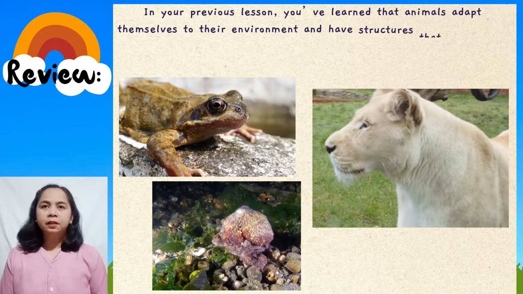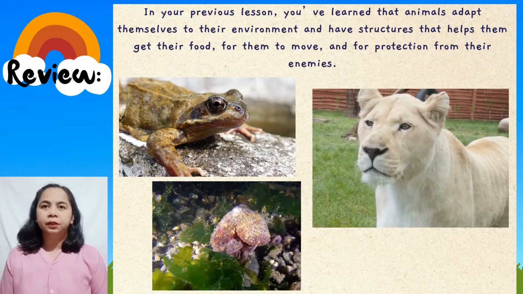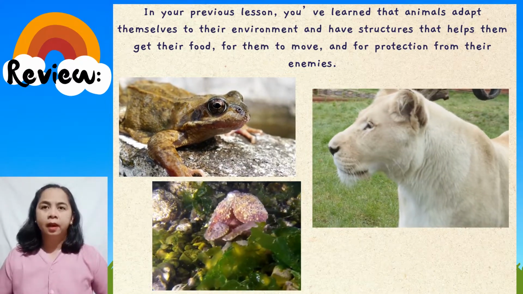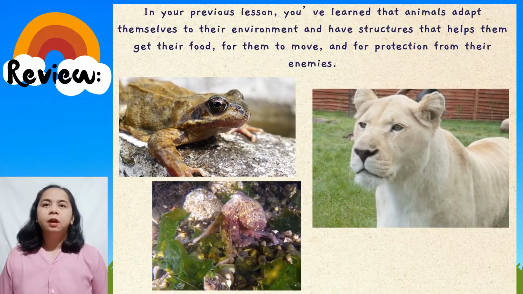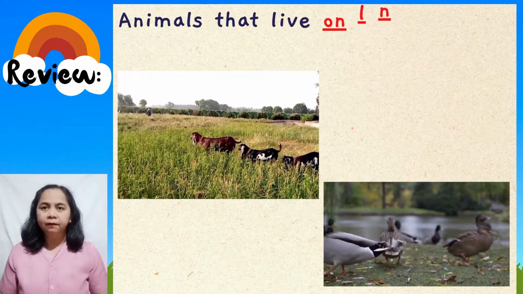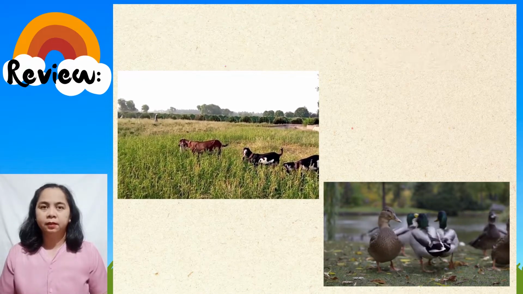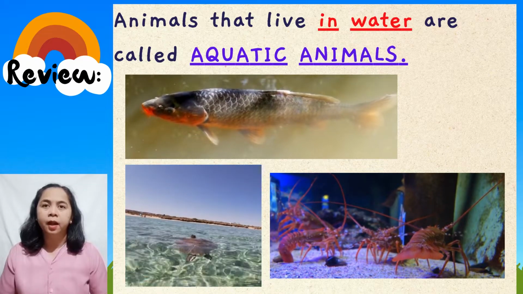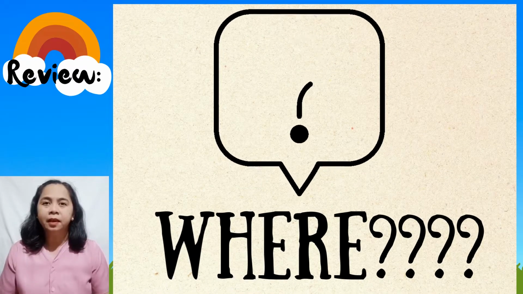In our previous lesson, you learned that animals adapt themselves to their environment and have structures that help them get their food, move, and protect themselves from their enemies. Animals that live on land are called terrestrial animals, and animals that live in water are called aquatic animals. Can you guess where these animals live?